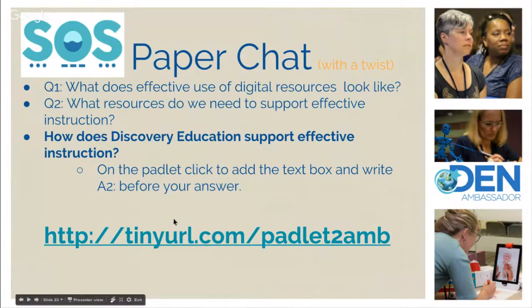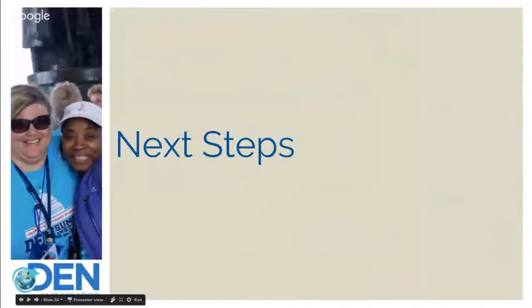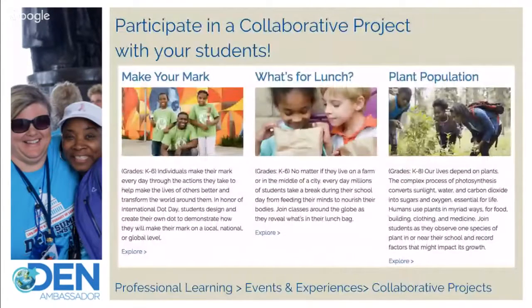So you're going to go back into that Padlet before with this tiny URL, and on the Padlet, click to add the text box and write it. Actually, it should be 3 before your answer. So what are your next steps?